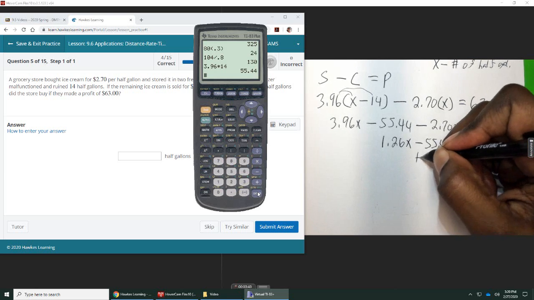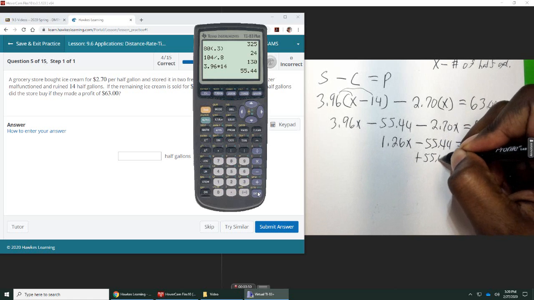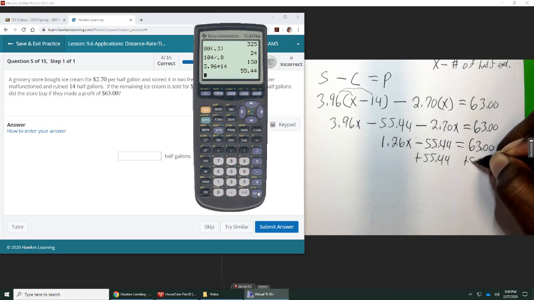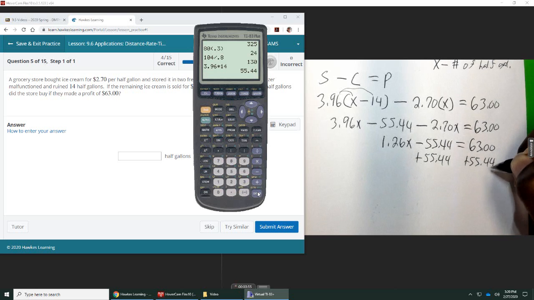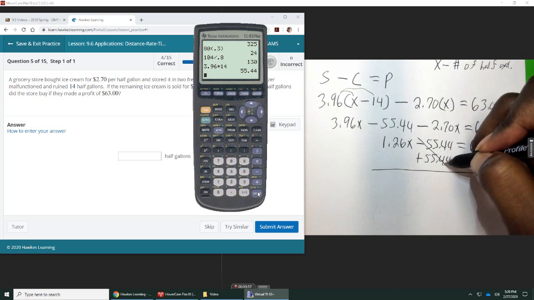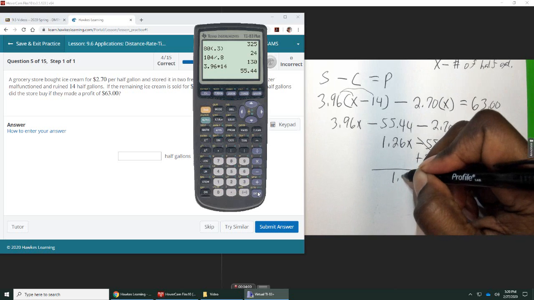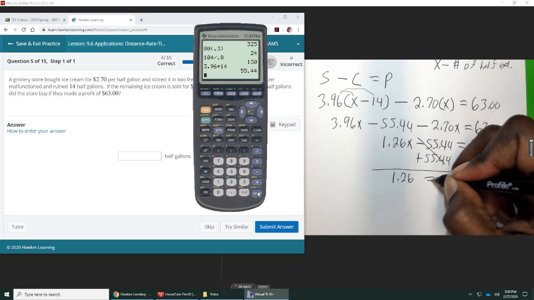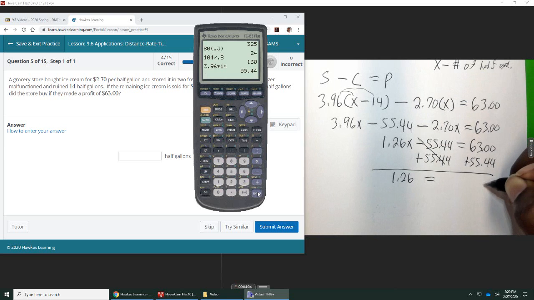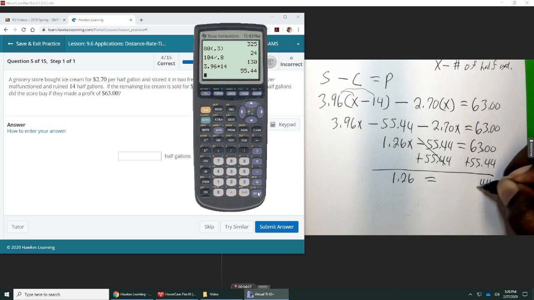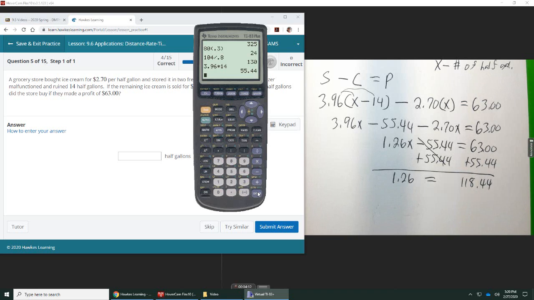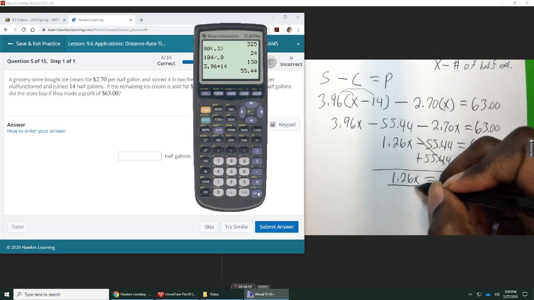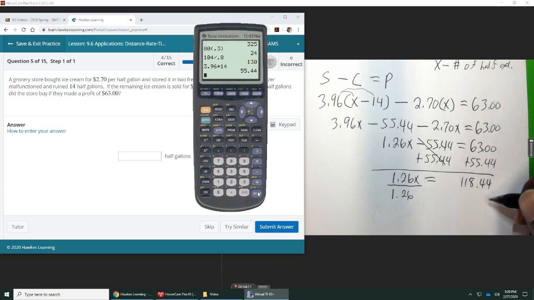We're going to add 55.44 to both sides. This will go away, bring down 1.26x, and this is equal to 118.44. I forgot my x here. And we're going to divide this by 1.26.